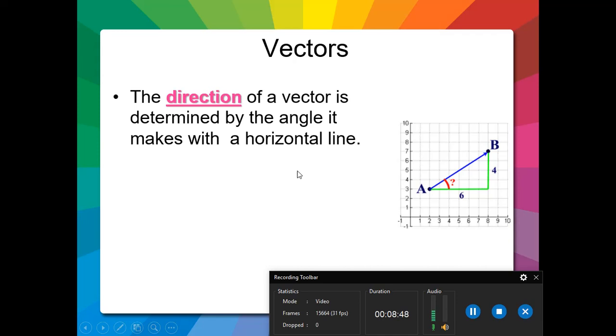In addition to the length of the vector, we also want to know the direction. The direction of your vector is determined by an angle. So it's marked here in the picture with a question mark. You can use theta and how it relates to the horizontal line that it's attached to.